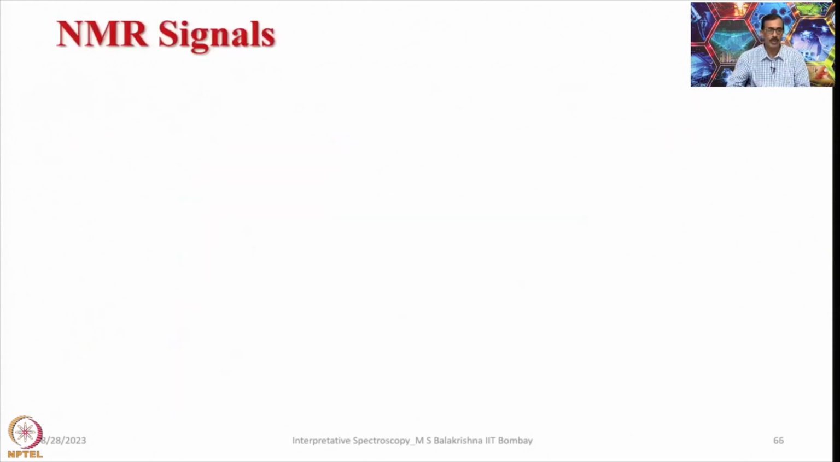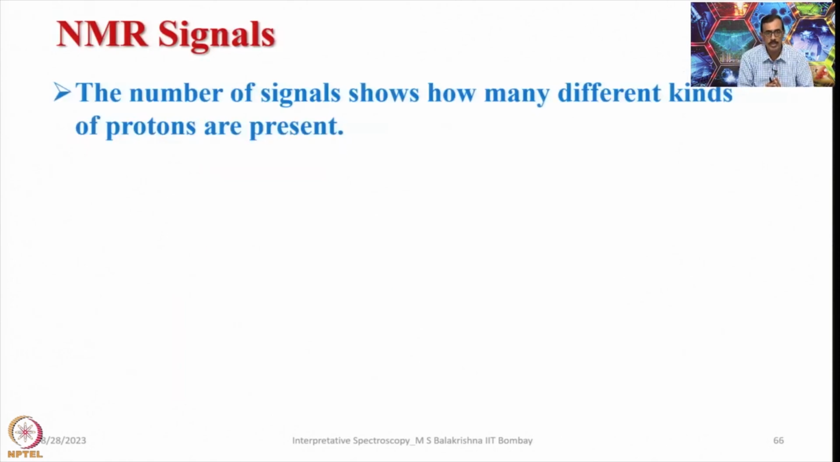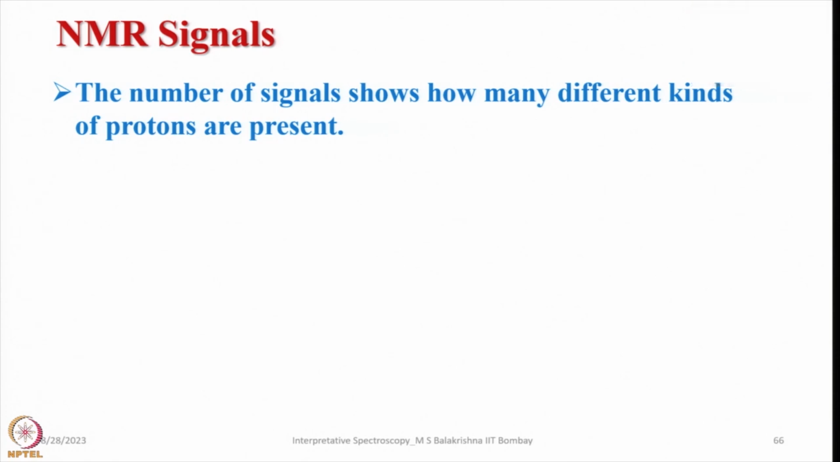So now let us look into NMR signals. The number of signals shows how many different kinds of protons are present. For example, if you look into the 1H NMR spectrum of ethanol, we get 3 signals. When we get 3 signals, that indicates that there are 3 different kinds of protons present. We know that it is because of the CH3 group, CH2 and OH.